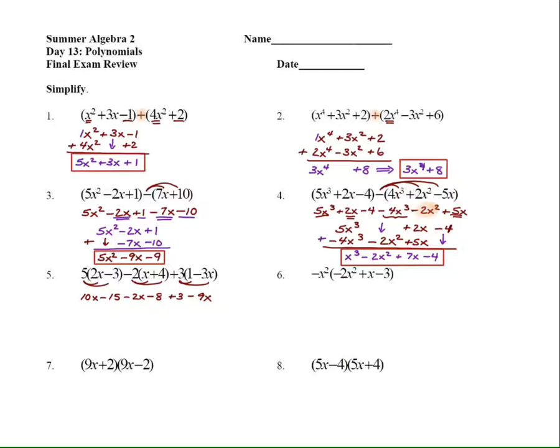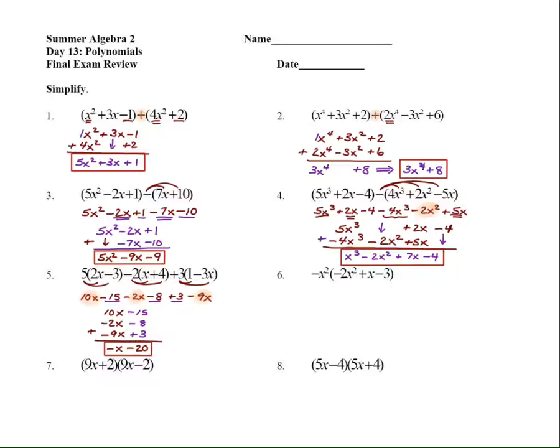Once I've distributed, I no longer have any parentheses anywhere. I'm just going to combine like terms. So I have 3 different x terms. I could line them up vertically or not, it's up to you. 10x minus 2x and minus 9x, and then negative 15, negative 8, positive 3. If I stack them vertically and add, I should get negative x minus 20. So 10 minus 2 is 8, minus 9 is negative 1x, or just negative x, and then negative 20 for the constant part.